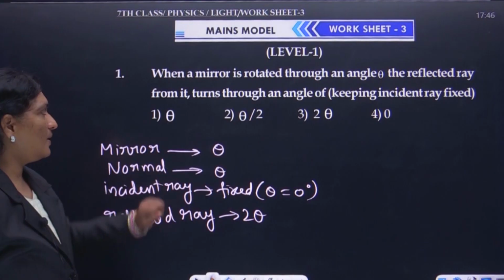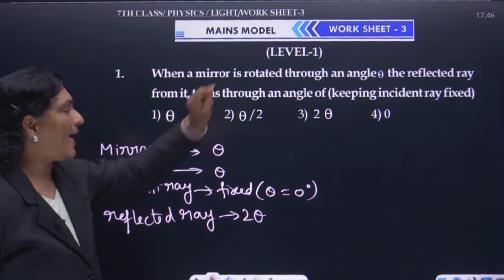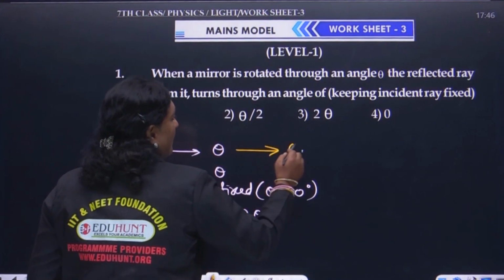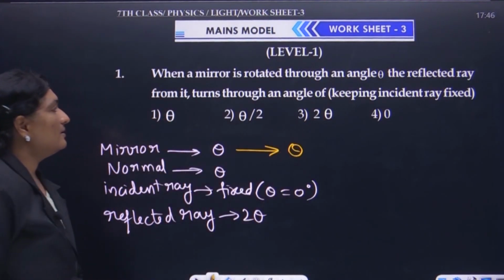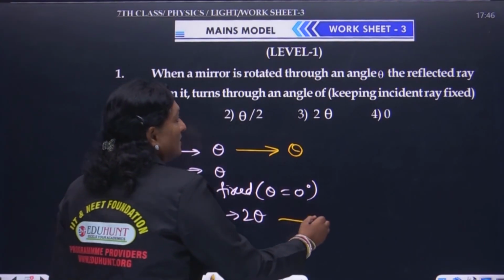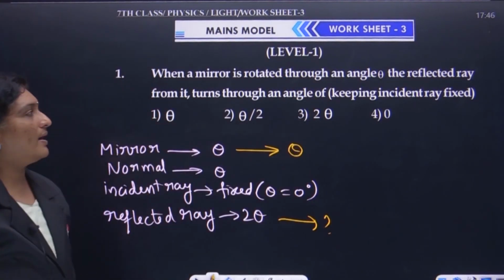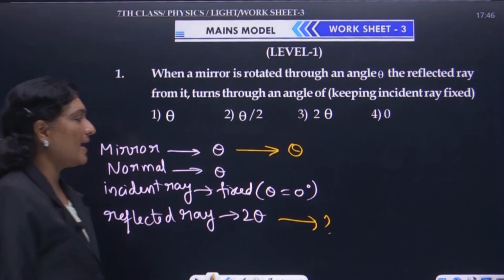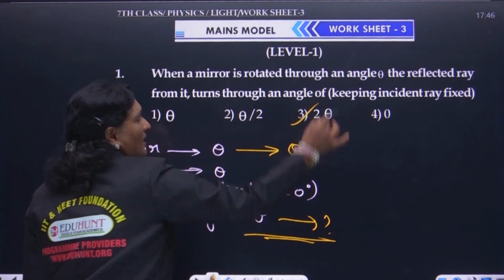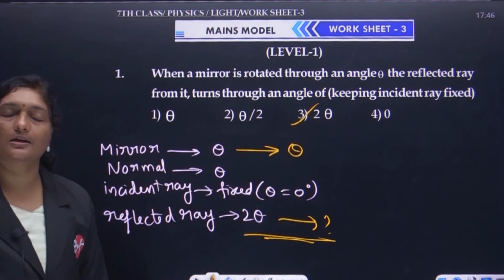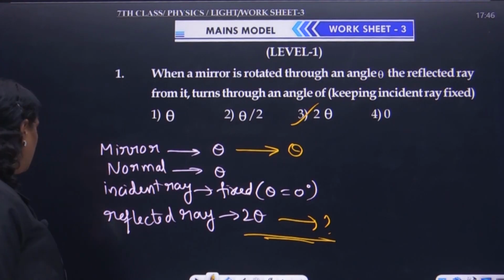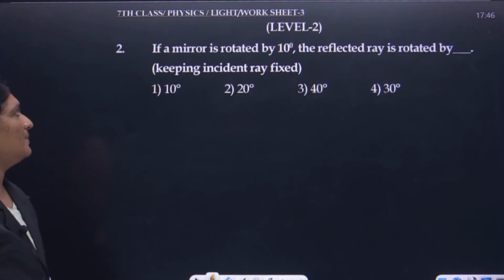So now the question was, when a mirror is rotated through an angle theta, given that the mirror is rotated by an angle theta, the reflected ray from it turns through an angle of how much? How much is that angle, children? It was found to be 2 theta. Hence the correct option is option 3, that is 2 theta. Got it? So shall we move to the next question, question number 2.